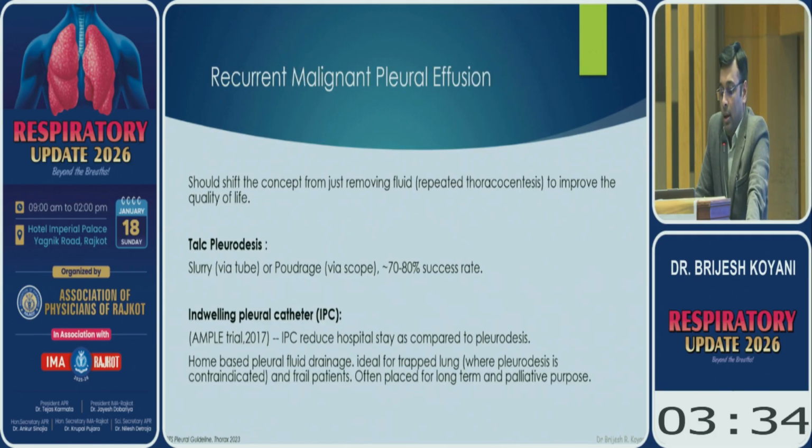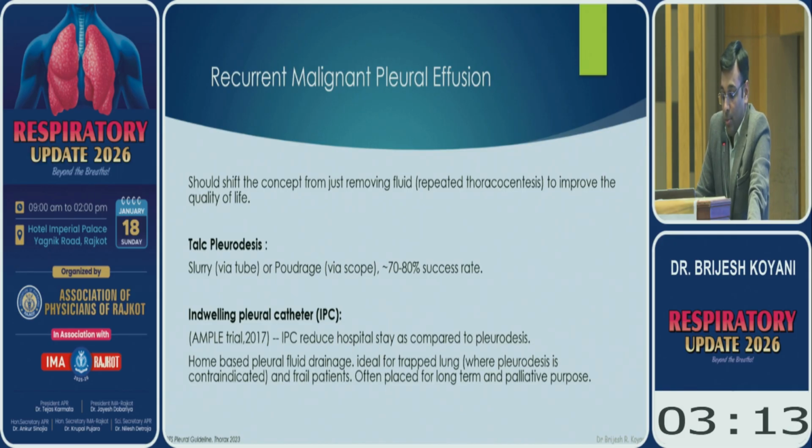Another entity is recurrent malignant pleural effusion. In this era, we should shift the concept from just removing the fluid with repeated thoracocentesis to improving the quality of life. Apart from repeated thoracocentesis, there are two more options: talc pleurodesis and indwelling pleural catheter.